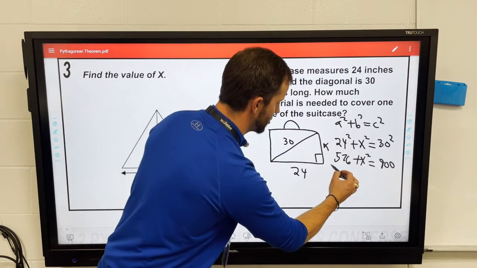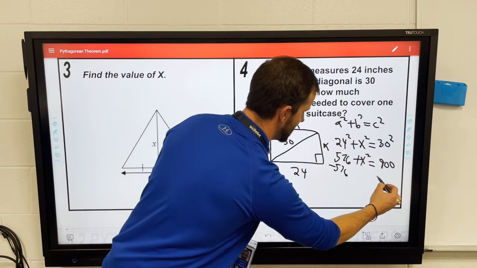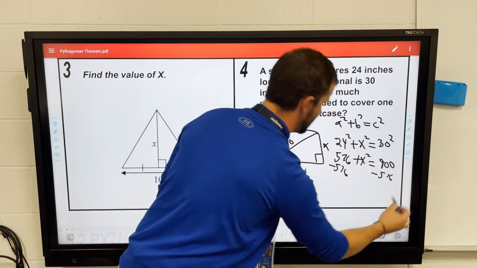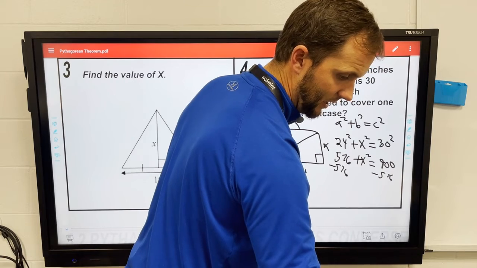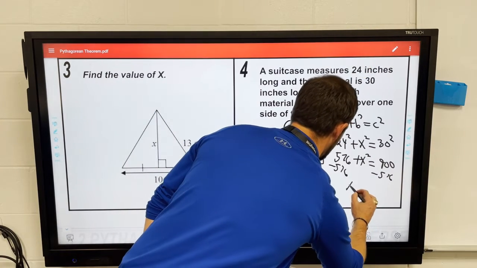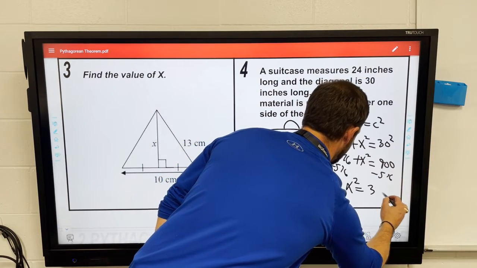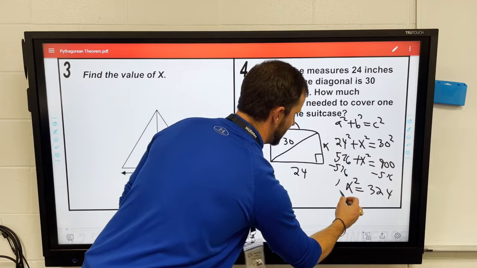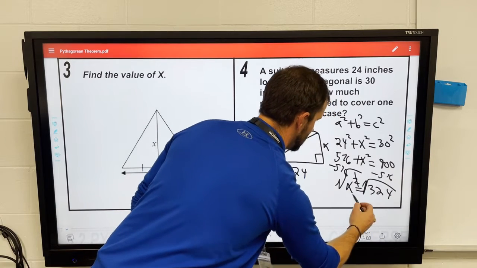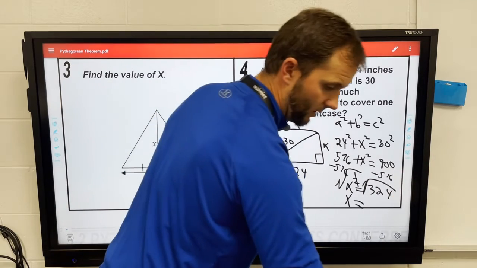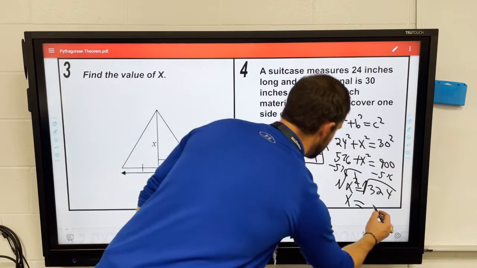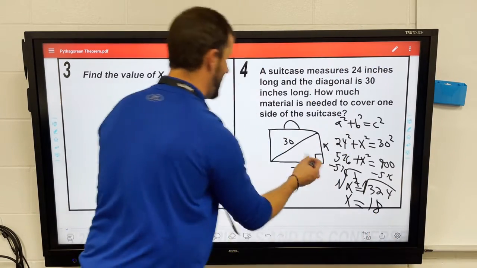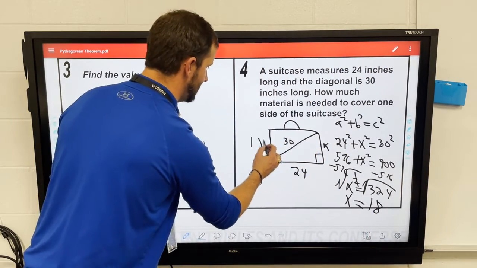And then I have to subtract 576 on both sides to end up giving me my x by itself, right? So 900 minus 576 is going to end up giving me 324. And then now to get the x by itself, I got to take the square root of both sides. So x is going to equal whatever the square root of 324 is, which gives me 18. So now I know that x is going to be 18, so my length is 18.